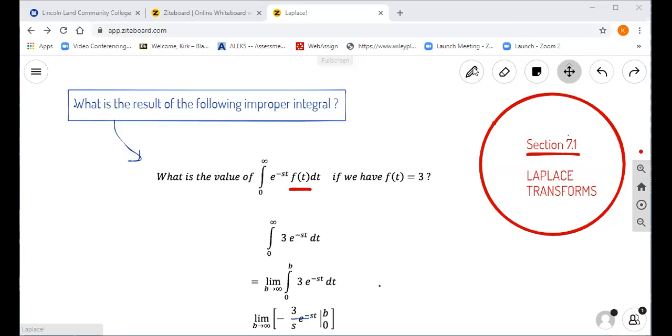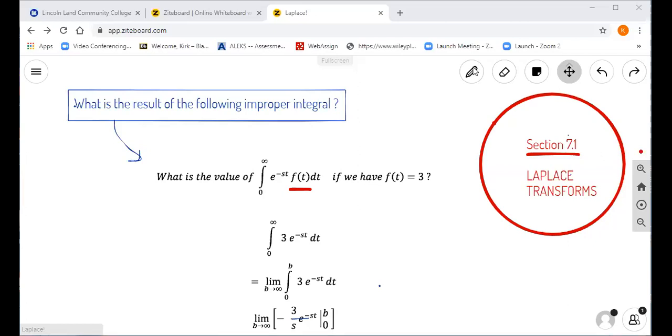Ultimately, as we're going to find in chapter 7, Laplace transforms can be a valuable tool for helping to solve initial value problems. But before we can use them as a tool for helping to solve differential equations, we first have to learn just what they are.